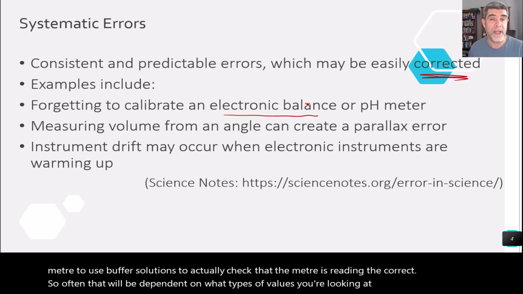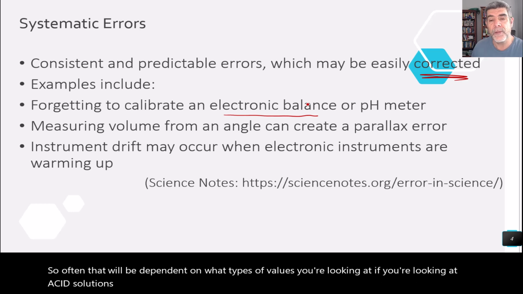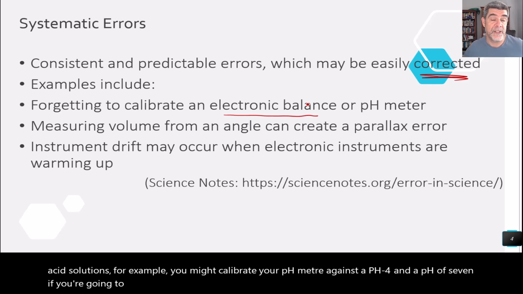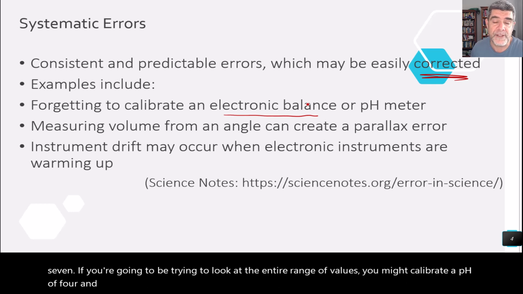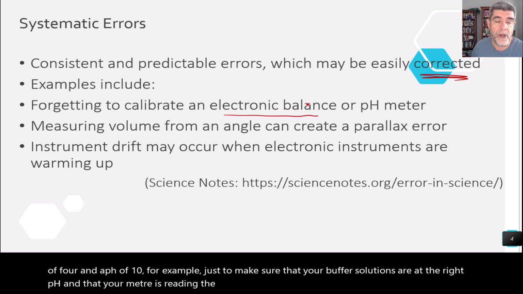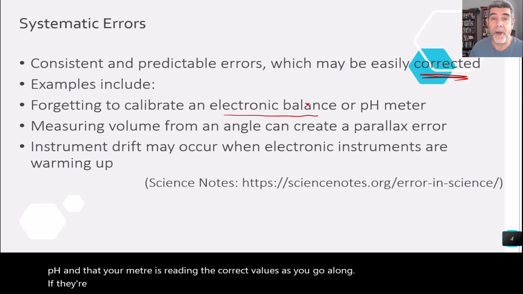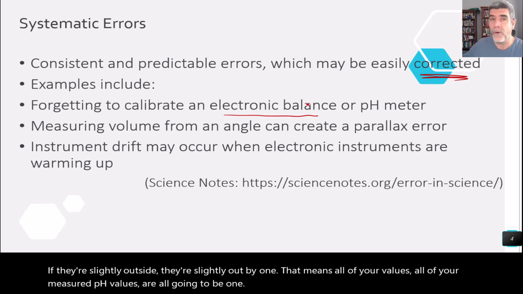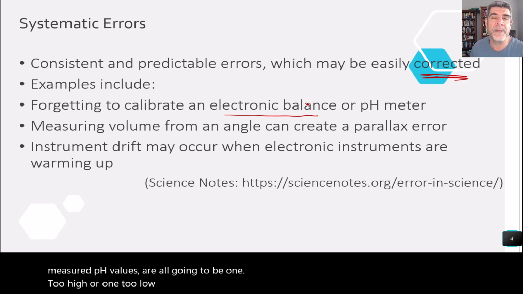If you're looking at acid solutions, for example, you might calibrate your pH meter against a pH of 4 and a pH of 7. If you're going to be looking at the entire range of values, you might calibrate at a pH of 4 and a pH of 10, for example, just to make sure that your meter is reading the correct values as you go along. If they're slightly out, say by 1, that means all of your measured pH values are going to be 1 too high or 1 too low. And that's what we mean by systematic errors.